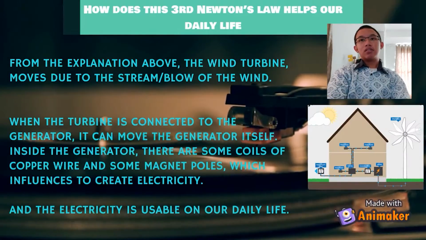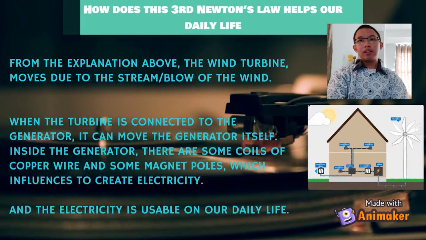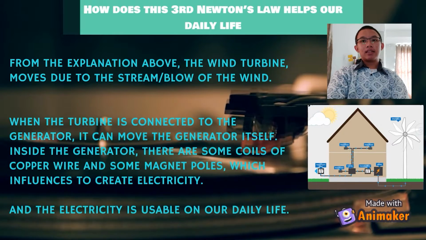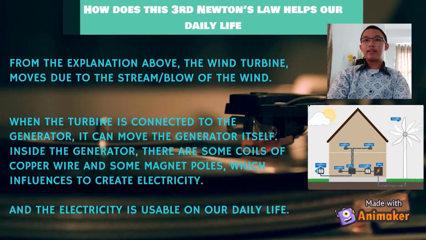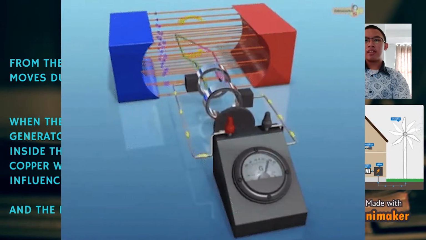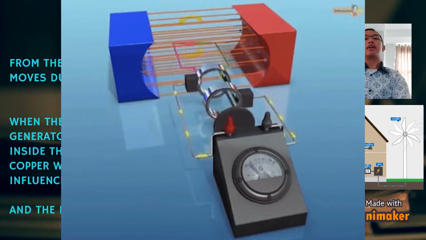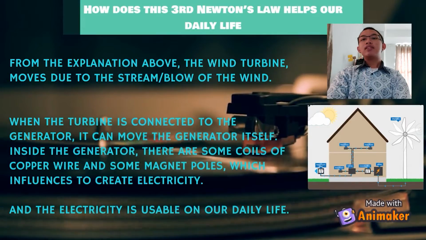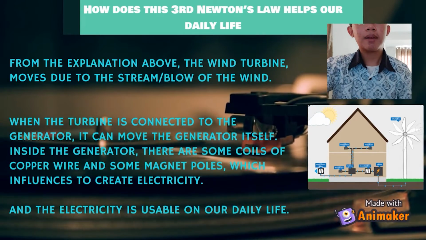How does Newton's third law help our daily life? From the explanation above, the wind turbine moves with the stream flow of the wind. When the turbine is connected to the generator, it can move the generator itself. Inside the generator, there are some coils of copper wire and some magnet poles, which influence the magnetic field to create electricity. And the electricity is usable in our daily life. So this is one example of the diagram.